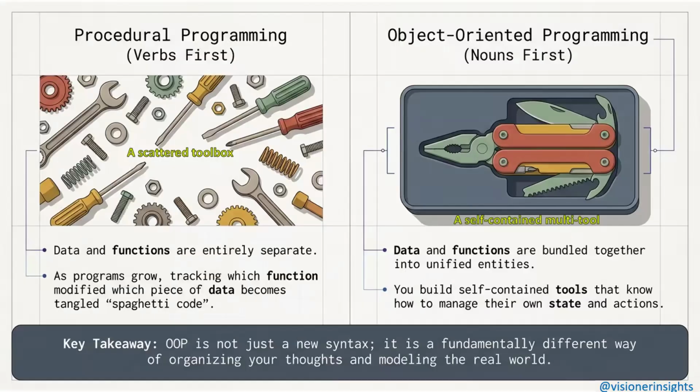And this right here is the solution. On the left, you've got the old way, procedural programming. It's like a toolbox where all your tools and all your screws are just scattered everywhere. But on the right, that's object-oriented programming, or OOP. It's like a Swiss Army knife. The data and the functions that use that data are bundled together into one neat, self-contained unit. Every tool knows exactly what it's for, and it has everything it needs to get the job done.